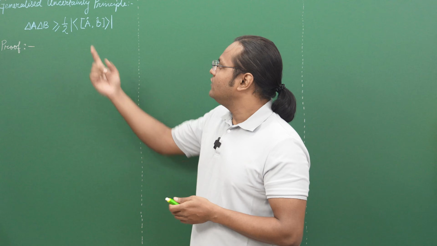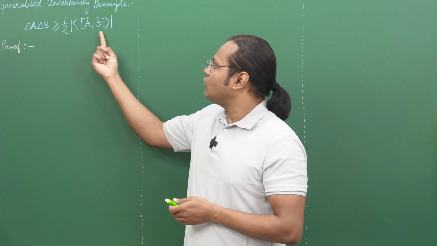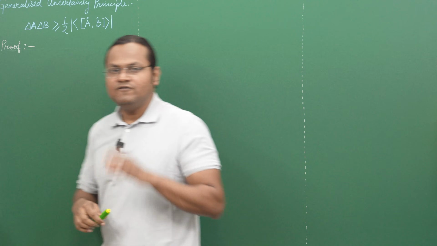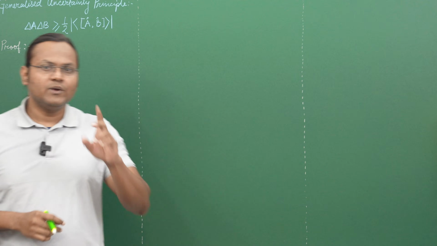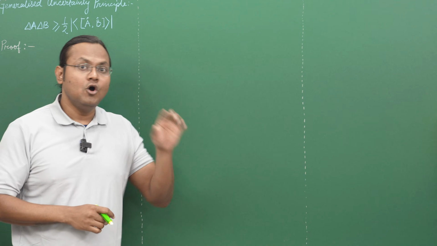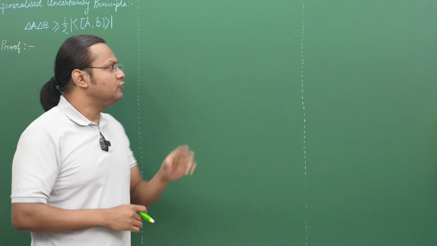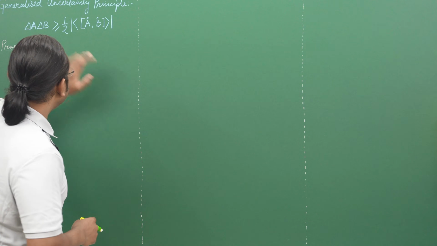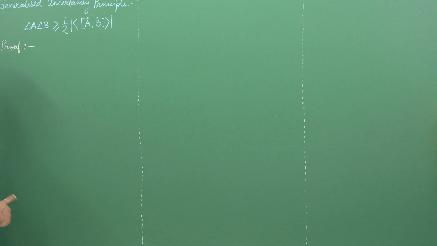using the help of what is called the commutator of the operators of A and B. If you're not familiar with commutators, you can check my previous lecture video on what is a commutator of two different operators. And if you understand that, let us start with this particular derivation.